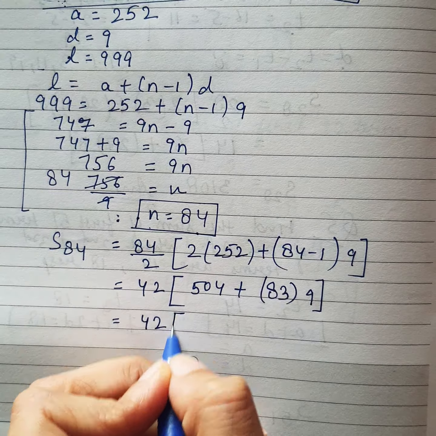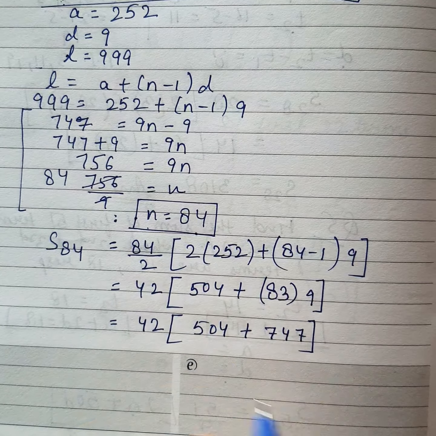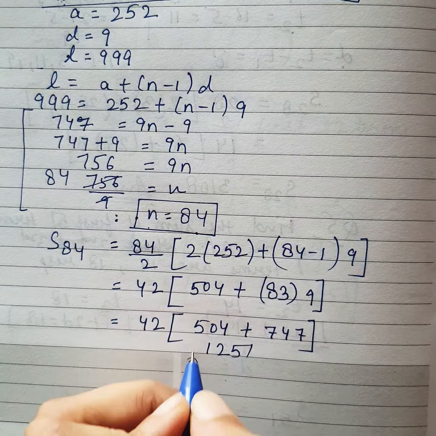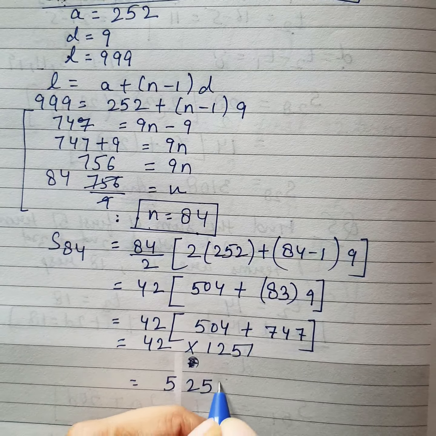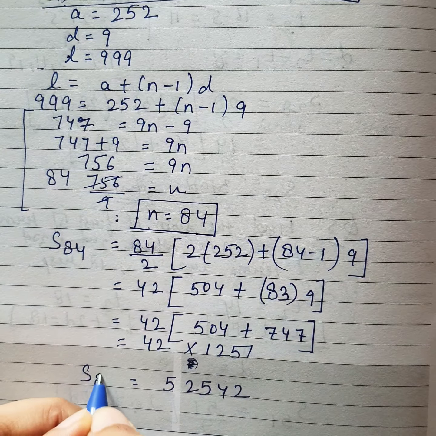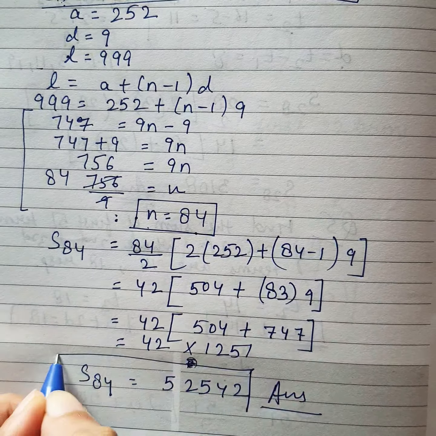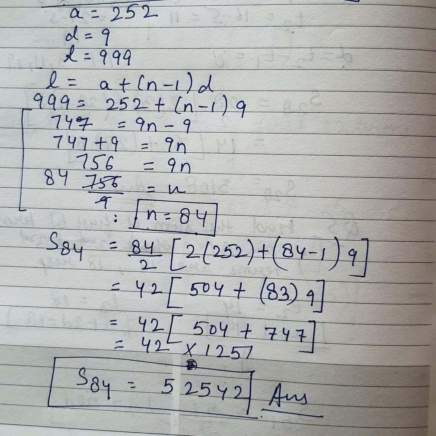504 plus 83 into 9, 747. Then the addition will be 1251 into 42, and the final answer will be 52542. Sum of all the natural numbers lying between 252,000 that are divisible by 9. So this is the final answer.